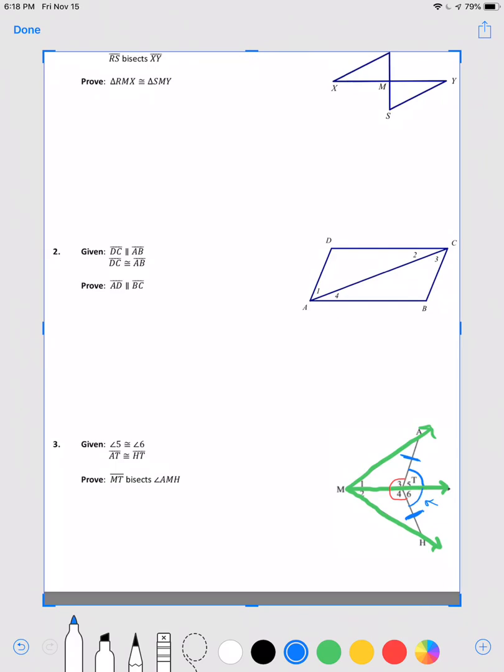Okay, so now between these two triangles we have a pair of sides and a pair of angles congruent. And then this side right here is congruent for both triangles because it's the same side. It's the same side for both triangles. So by side angle side, these two triangles are congruent to each other.